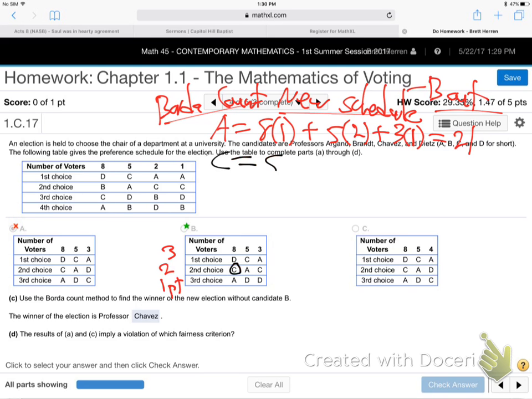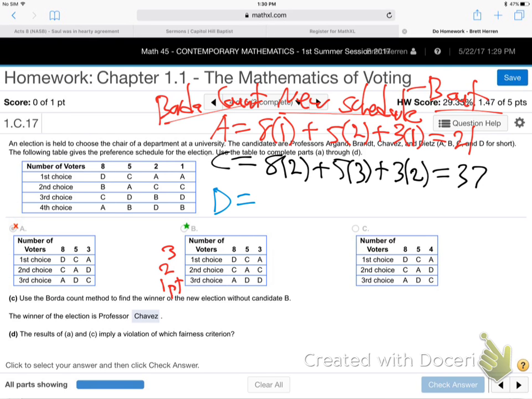C gets 8 2-pointers. C gets 5 3-pointers. And C gets 3 2-pointers. C's going to probably win now. 16 and 15, is that 31? Is it 37? Did I do that right? Yeah. All right, let me know if I mess up the numbers.